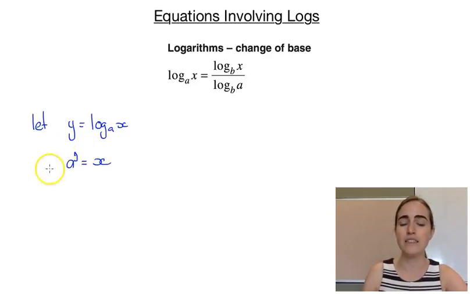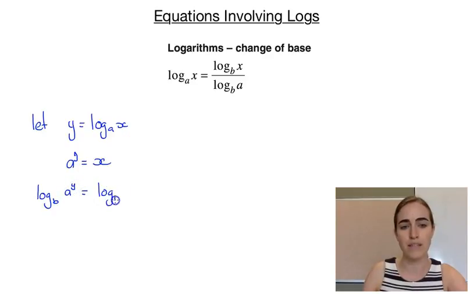Now if we take the log of both sides, we're going to write log to the base b, and b can be any number we want, of that a to the power of y will be equal to log to the base b of x. And the reason that's true is because if a to the power of y is equal to x, then if we take the log of both of those things, we're going to get the same answer. So they have to be equal.